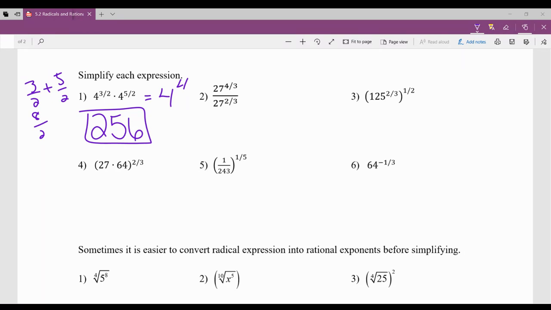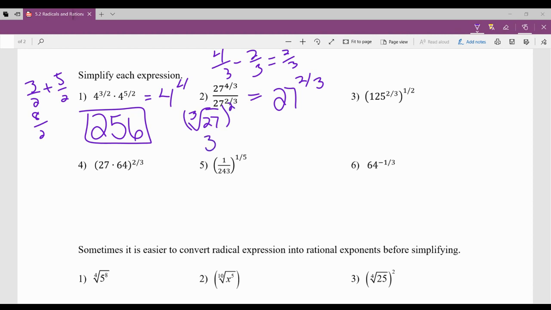We have the same base of 27. So 27 to the 4/3 minus 2/3. That's 2 over 3. So 27 to the 2 over 3. But we know we can simplify that by saying power over root. So the cube root of 27 to the power of 2. So the cube root of 27 is 3 raised to the power of 2. 3 squared equals 9. Final answer.